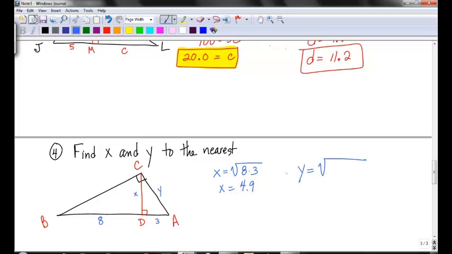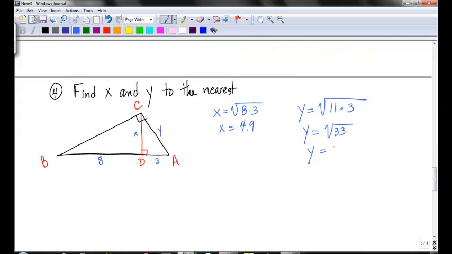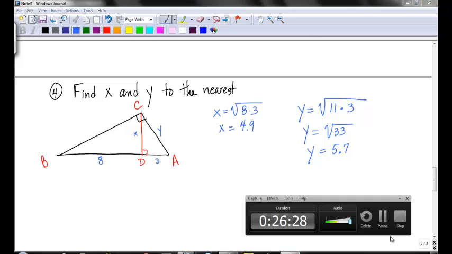Okay, for Y. Square root of the whole thing times the one adjacent to it. Square root of 33 to the nearest tenth. What is it? 5.7. Okay, that should be enough to get you started.